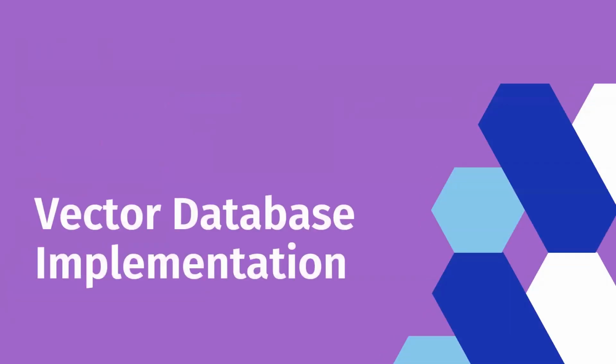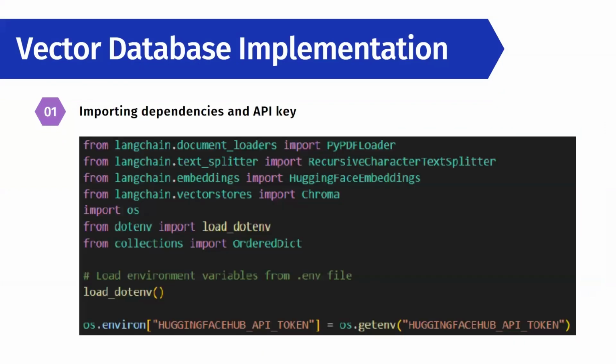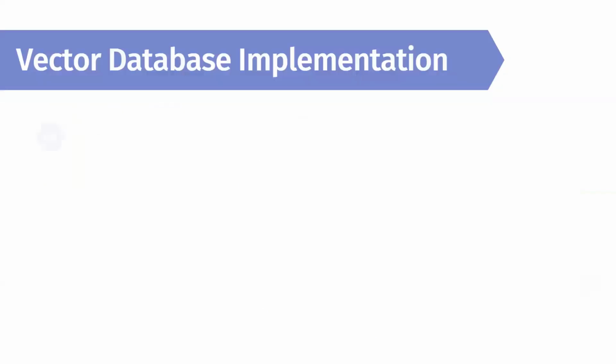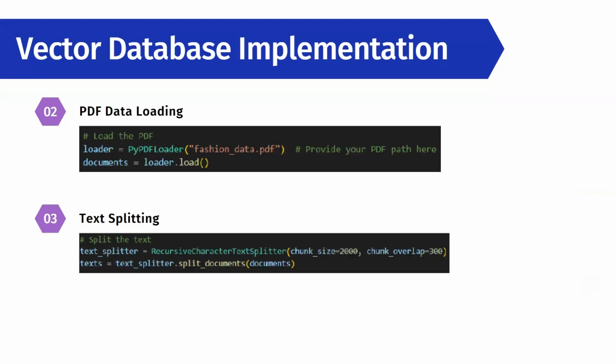Now let's start building our VectorDB implementation. For the fashion chatbot, I chose Chroma as a vector database due to its compatibility with LangChain and the specific requirements for handling fashion data. This decision supports efficient data retrieval based on semantic similarity, which is crucial for delivering accurate fashion recommendations. Here is my sample dataset, which I have converted into a PDF format for easy text extraction.